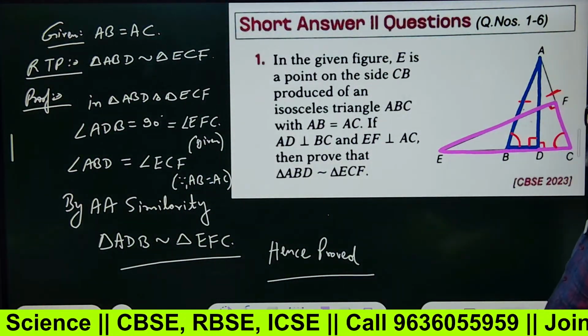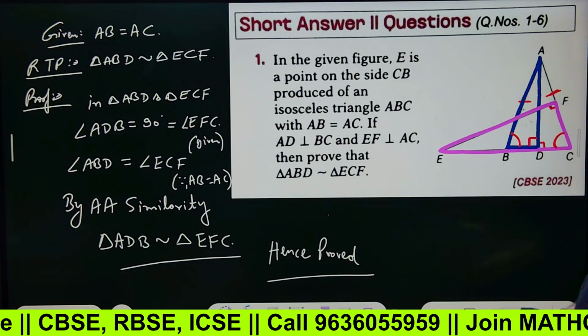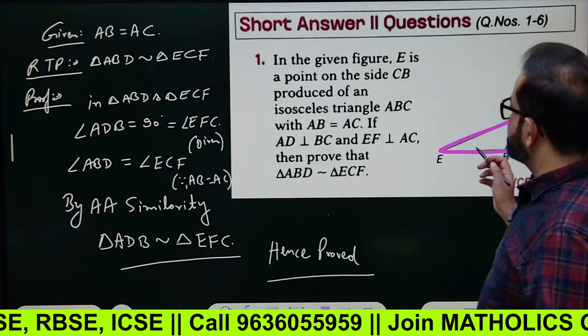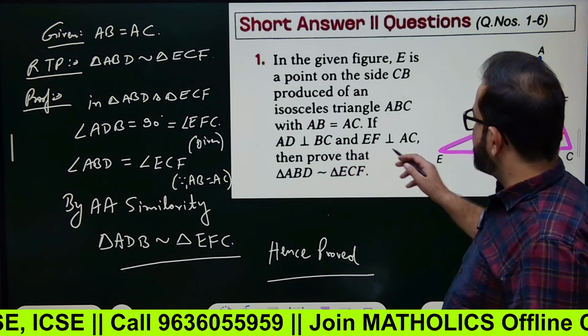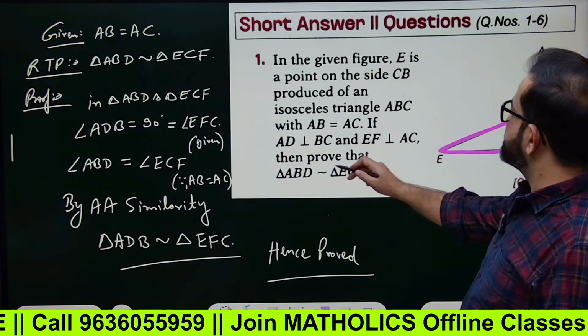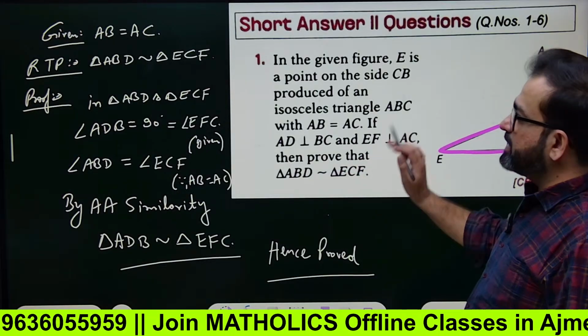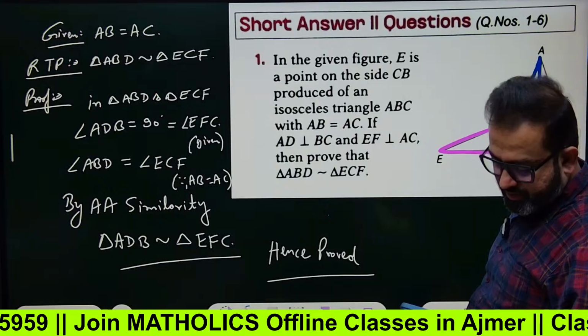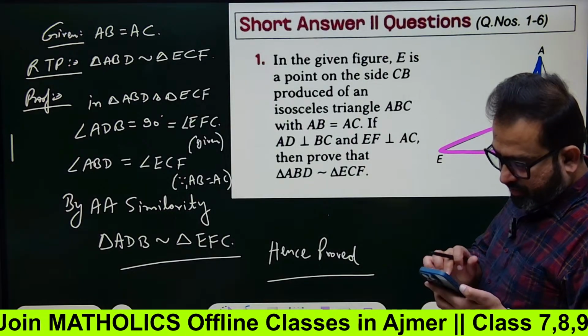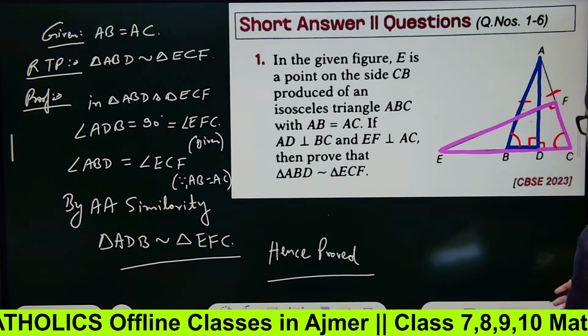In the given figure, E is the point on the side CB produced of an isosceles triangle ABC with AB equals to AC. If AD perpendicular BC and EF perpendicular AC, then prove that triangle ABD is similar to triangle ECF. We have done this question. So we'll move forward to solve again a good question.